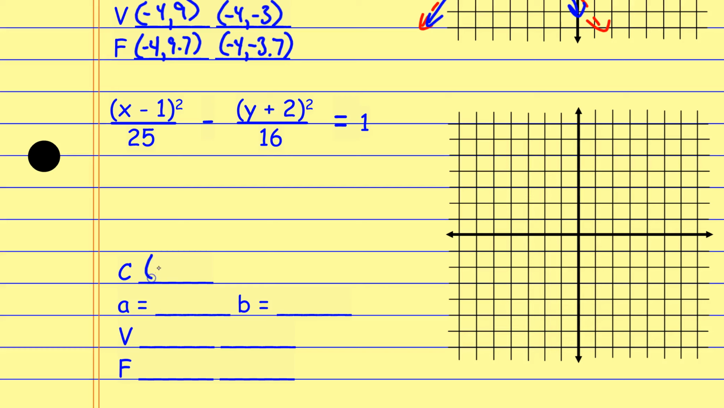this one, the center, looks like 1, negative 2. The a value is 5, the b value is 4. That's the radius of the transverse and the conjugate axis. From here I'm going to graph this thing. So I've got 1, negative 2 is right here. The a value is tied to the x this time. See, x is listed first, so it's listed with my a value. So I'm going to go 5 to the left and the right. That's my vertices.